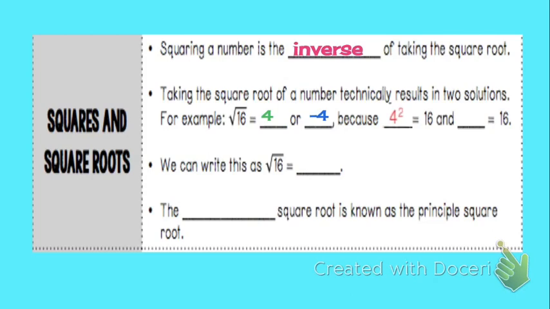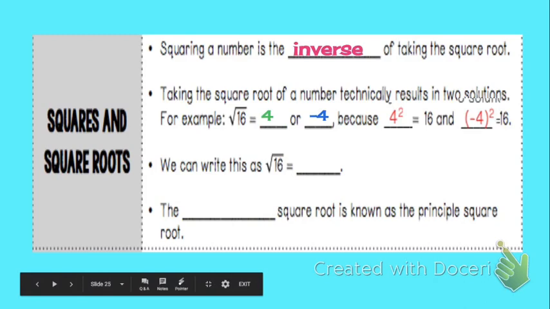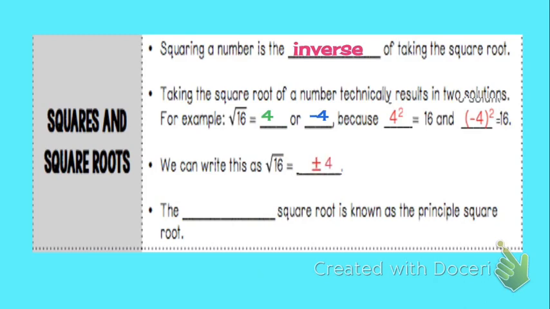because 4 squared is 16, and negative 4 squared is also 16. So we can write this solution as the square root of 16 is plus or minus 4. The positive square root is known as the principal square root. Okay.